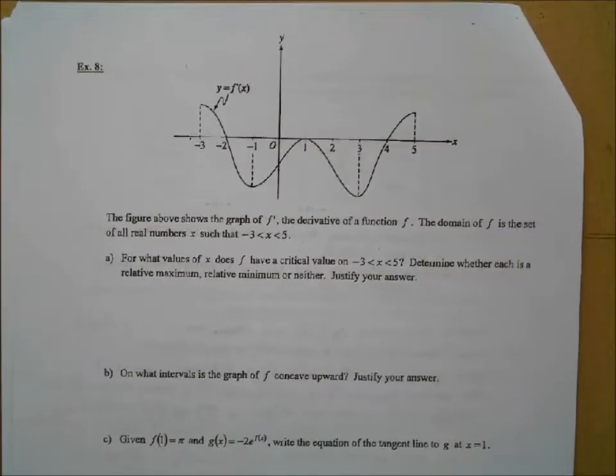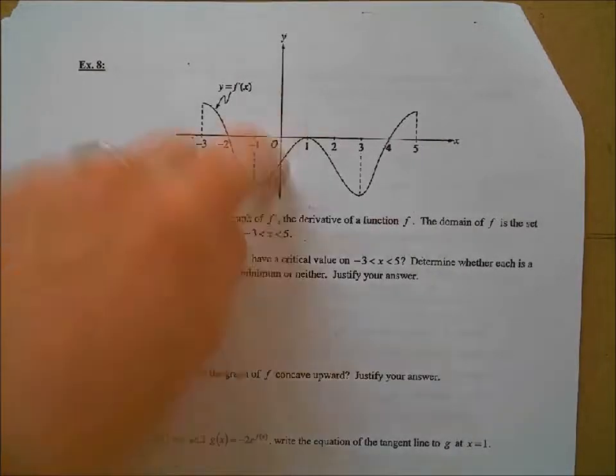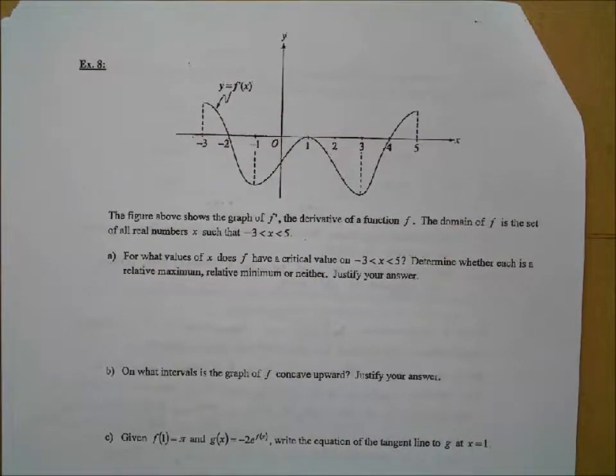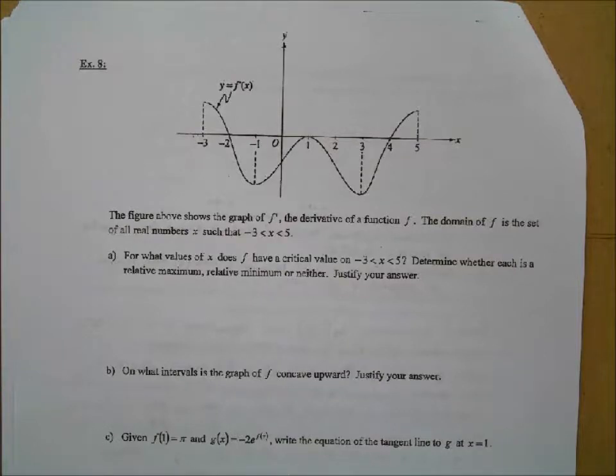So, all right. Graph f prime is given to us here. The figure above shows the graph of f prime, the derivative of a function f. The domain of f is the set of all real numbers x such that -3 is less than x is less than 5. All right, so that's our interval. For letter A, we're asked for what values of x does f have a critical value from -3 to 5? So let's just answer that question first.